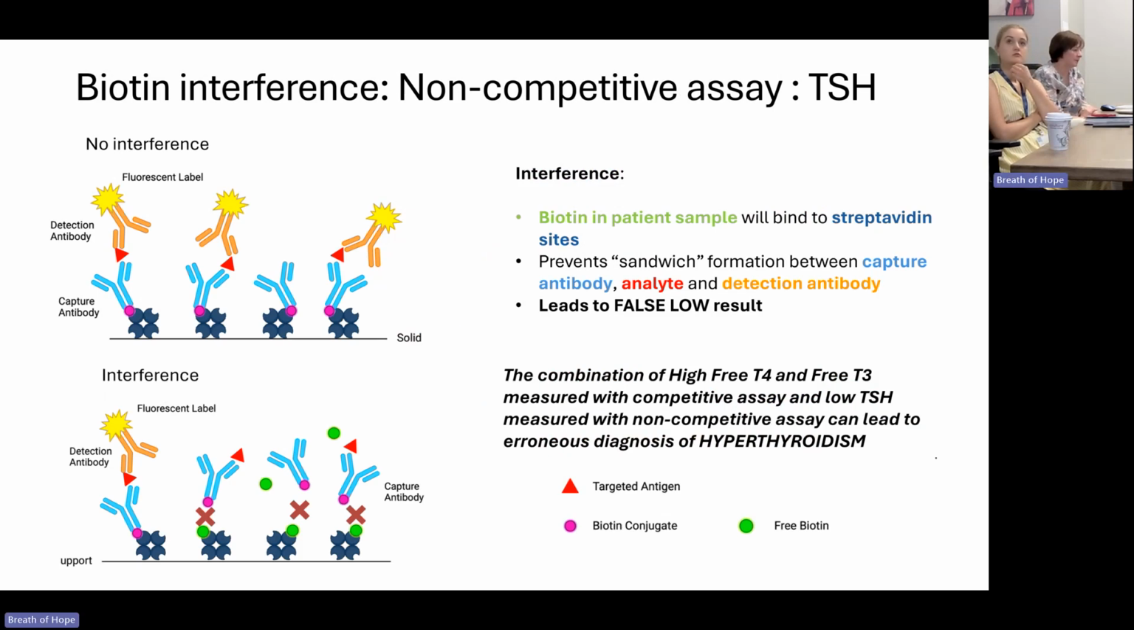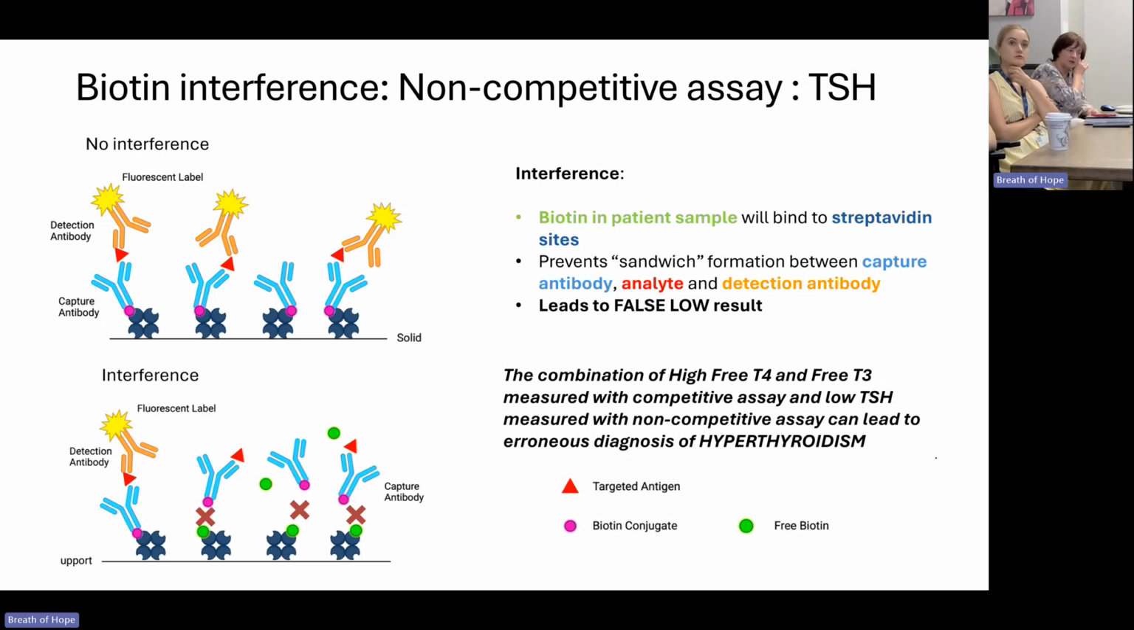The non-competitive or sandwich assay for TSH: with interference, you will see that the biotin in the patient sample will bind to streptavidin sites. It will prevent that sandwich formation between the capture antibody, the analyte, and the detection antibody, and it will lead to a false low result.